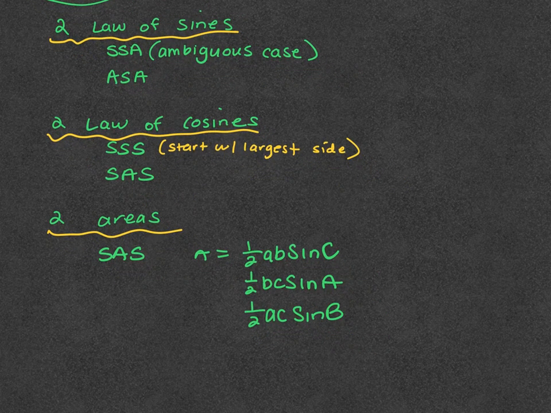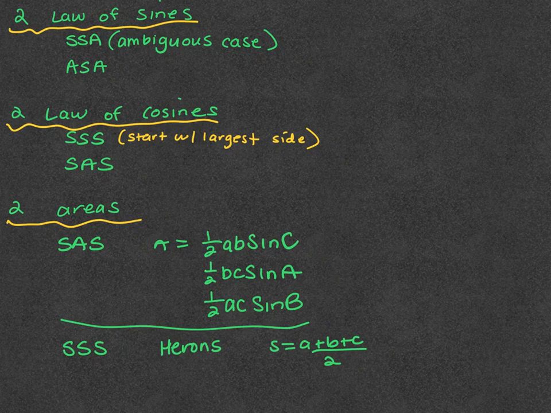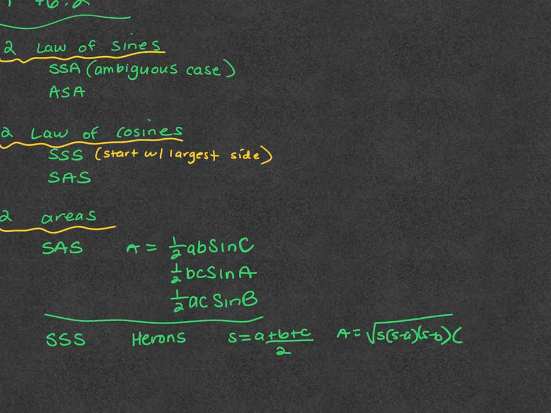And then two word problems. Oh wait, I didn't do the second area, sorry. The other one is side side side. And this is Heron's, where S is A plus B plus C over 2. And the area is the square root of S times S minus A times S minus B times S minus C. And this we make sure that we don't round.